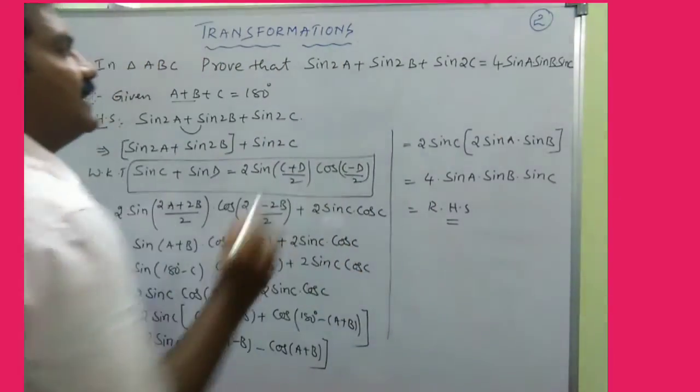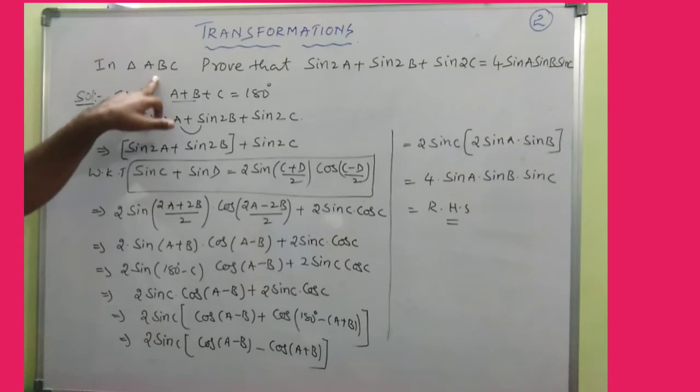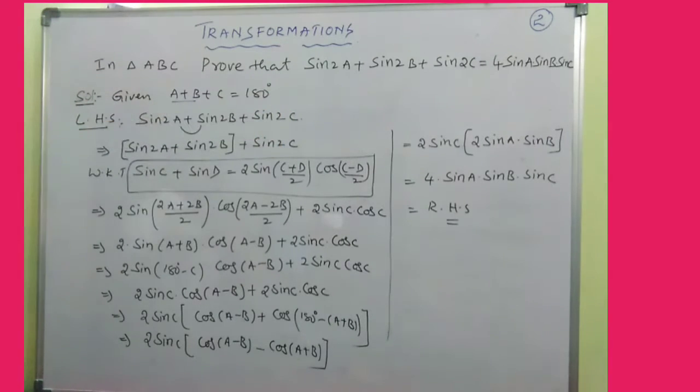Please remember that in a triangle ABC, sin 2A plus sin 2B plus sin 2C is equal to 4 into sin A into sin B into sin C.